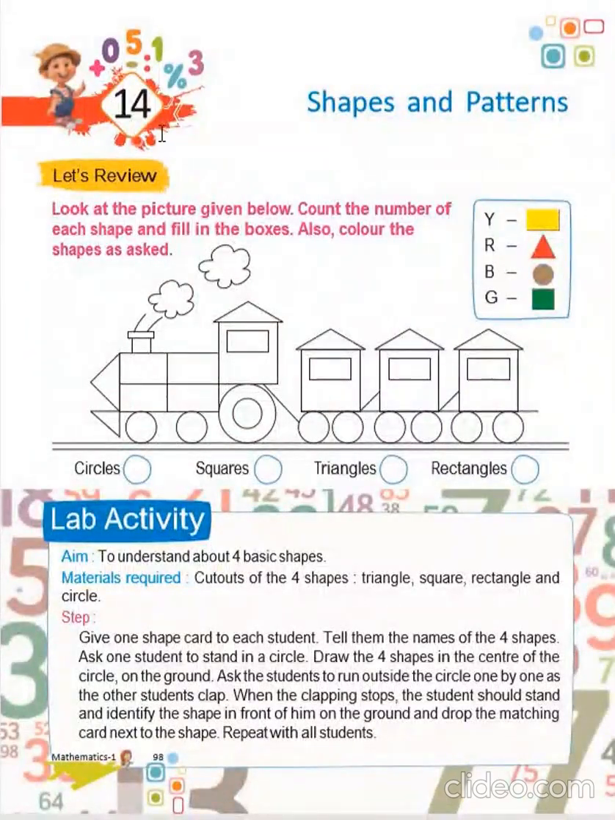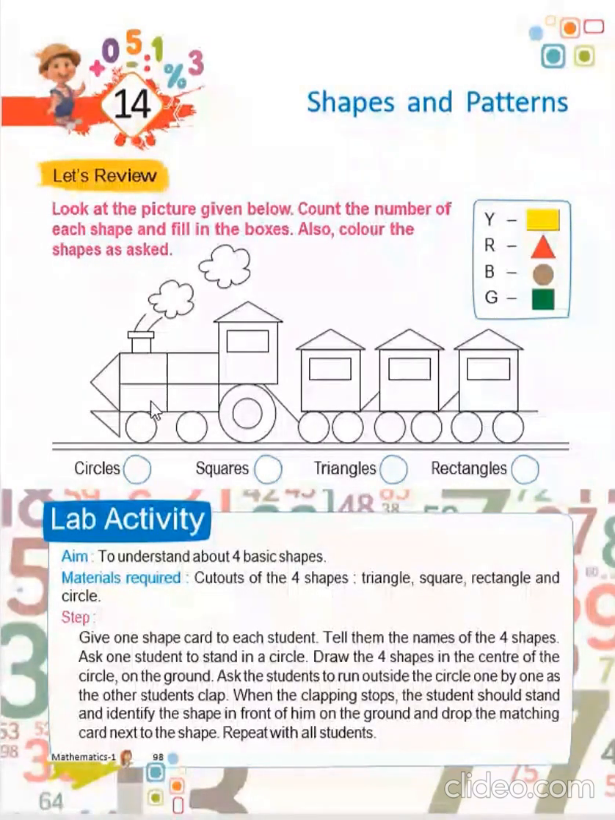Now starts chapter 14, that is shapes and patterns. Now look at these pictures. In this picture, what are we having? We are having different shapes, like this is a triangle. This is a triangle. This is one more triangle. Like this we have triangles.